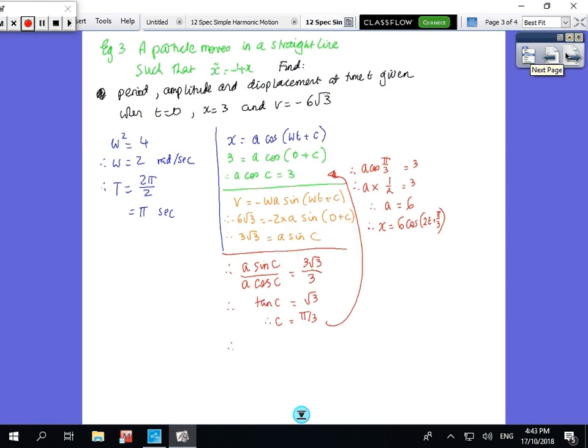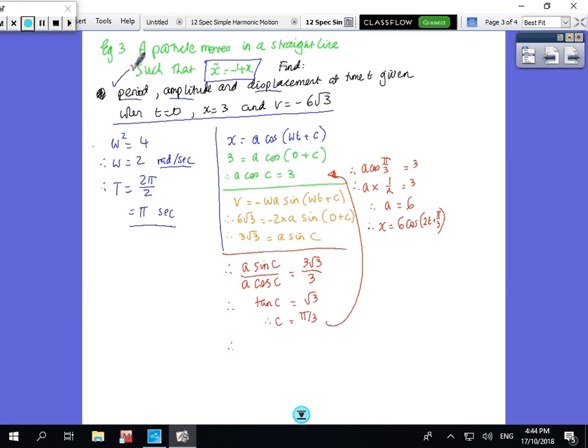Okay, so we've got another question with a fully worked solution. Again, I've got the acceleration proportional to the distance, so I've got simple harmonic motion, but I've got to find the period, the amplitude, and displacement, and you get some clues here. Obviously omega squared equals 4, omega equals 2 radians per second, so the period equals pi, so I've done the period.